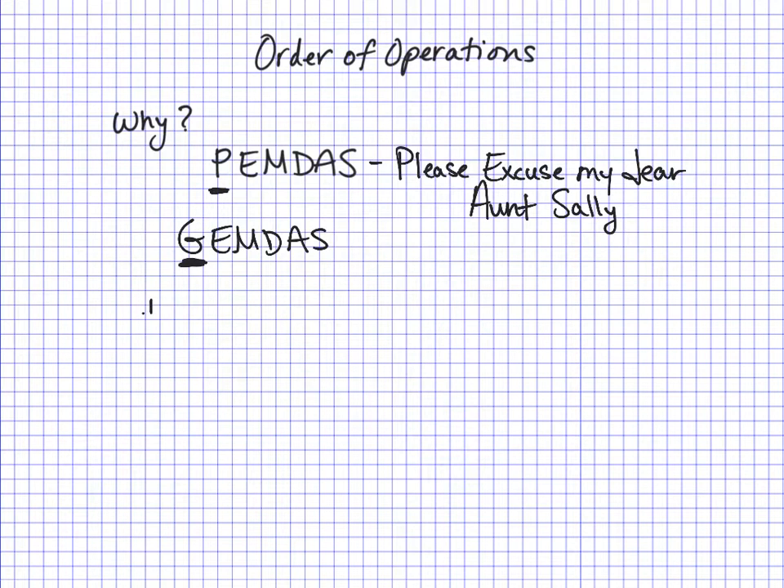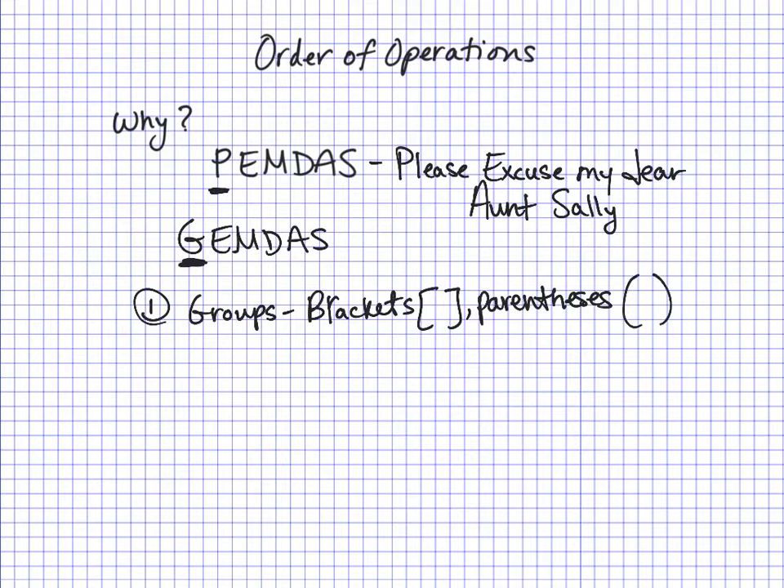So let's talk about groups, right? We're going to do things that are in groups first. But groups can be made with different types of mathematical symbology. We maybe use brackets to show groups. That would be like this, right? We could use parentheses. Parentheses would be like this.